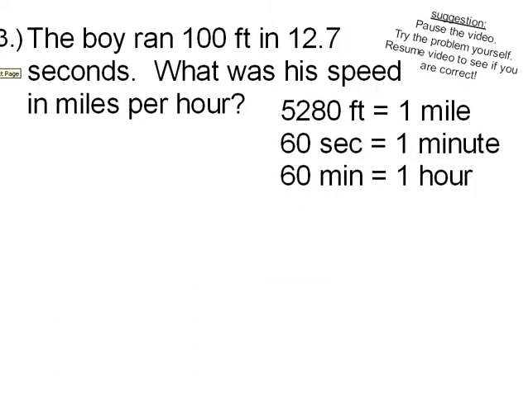Maybe it seems a little more complicated for some of the easy ones, like, oh, I could have done that without this. But when you get this kind, the boy ran 100 feet in 12.7 seconds. It's kind of like the bus. What was his speed? Well, the bus went 170 feet in 12 seconds. He's only running 100 in about 12 seconds, so he's a little bit slower. So let's find out how slow he is.